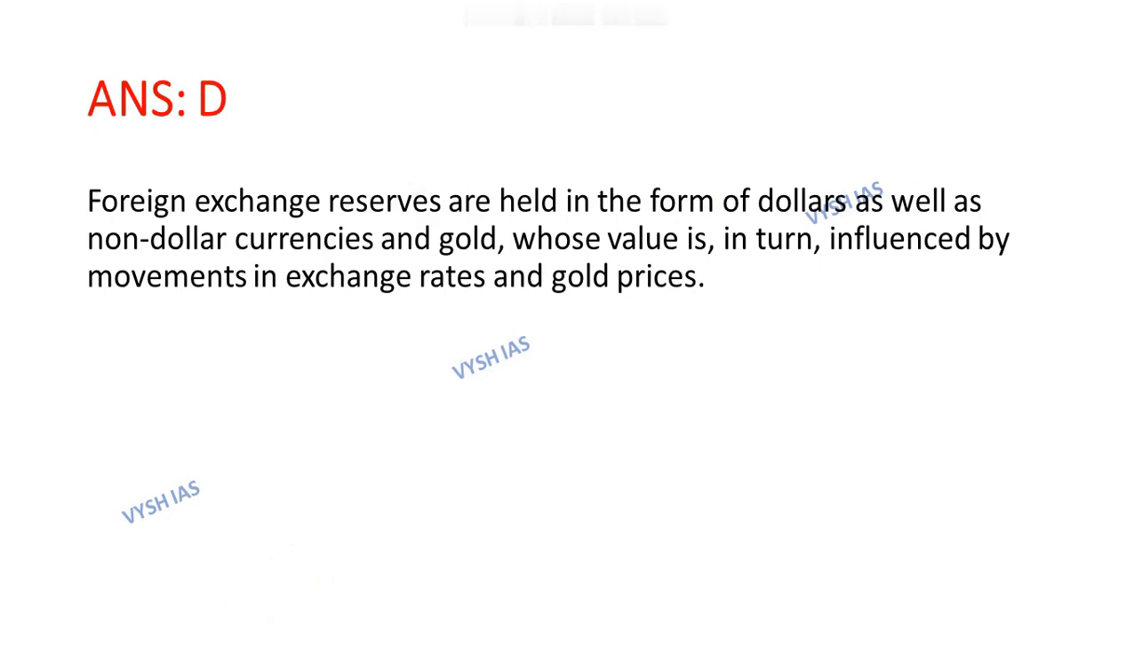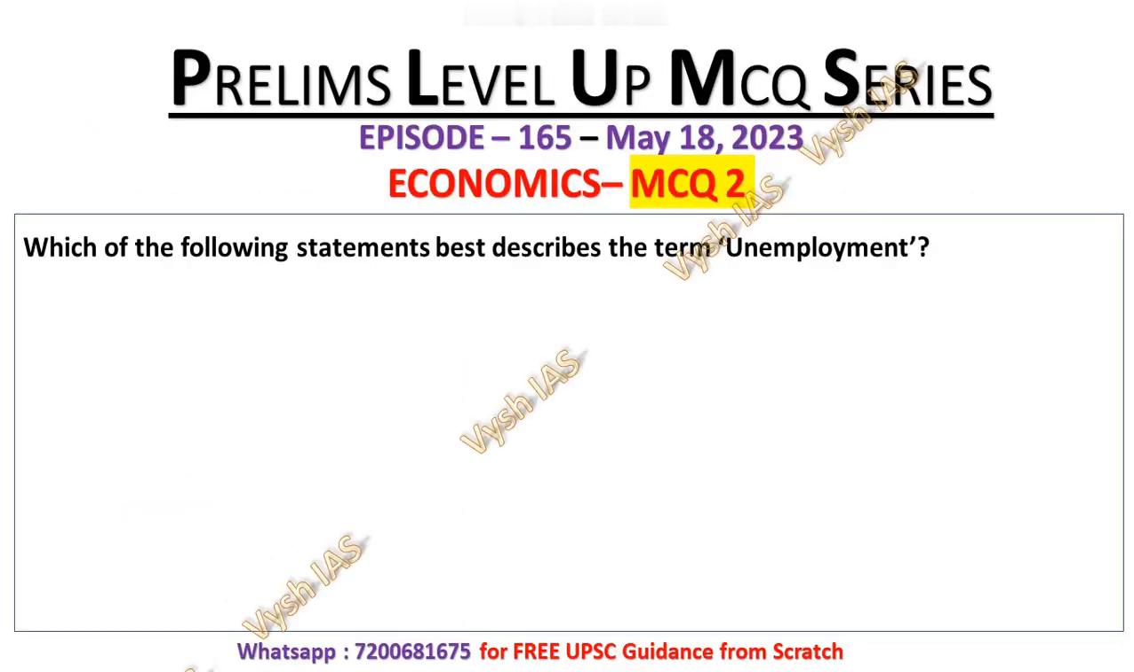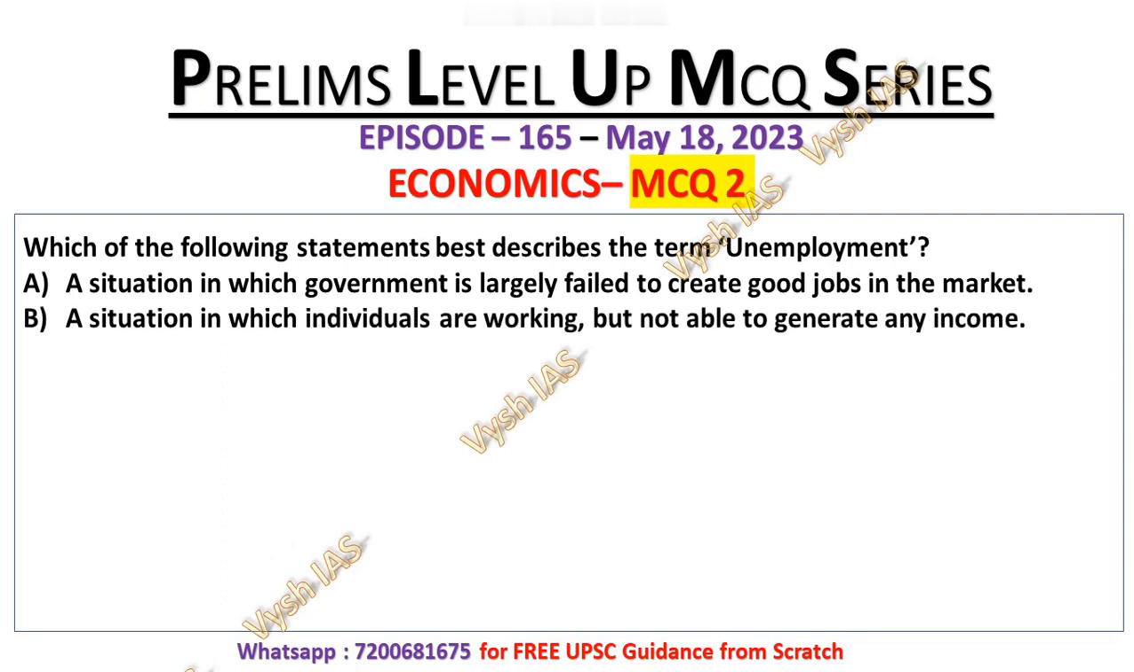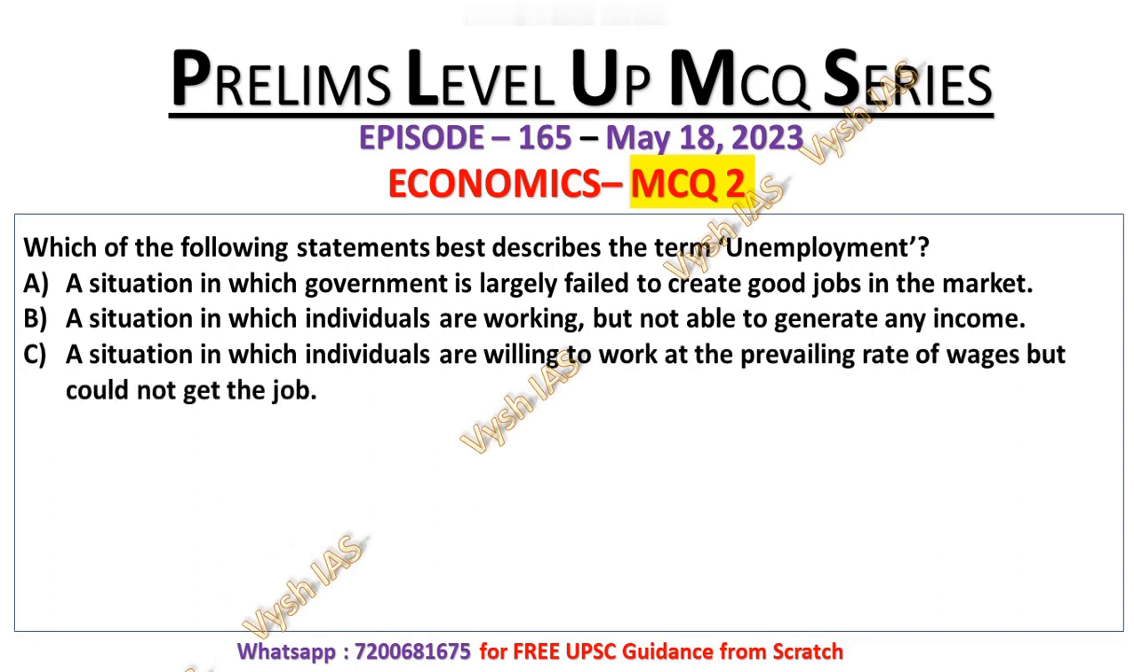Now let's look at MCQ number 2. Which of the following statements best describes the term unemployment? A. A situation in which government has largely failed to create good jobs in the market. B. A situation in which individuals are working but not able to generate any income. C. A situation in which individuals are willing to work at the prevailing rate of wages but could not get the job. And last is none of the statements, that is, A, B, C are incorrect. So I will provide you 10 seconds, try to answer this question.